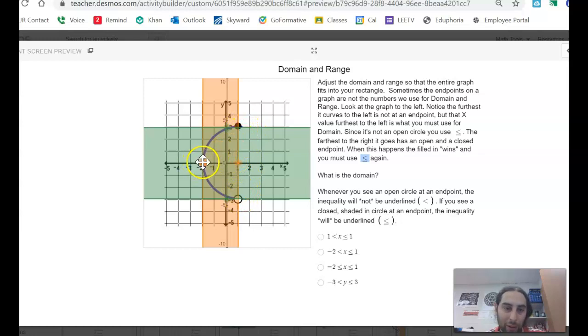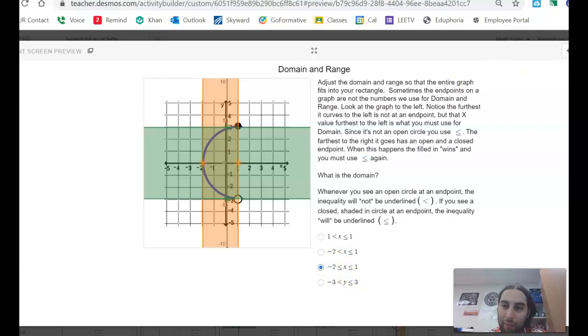And what if there is nothing over here? Well, that one is considered shaded in. Okay, the only time you use the open non-underlined is if that's the only thing there, okay? So they're both considered underlined, -2 to 1, okay? So -2 to 1, they're both underlined. Your best answer is right here, okay?